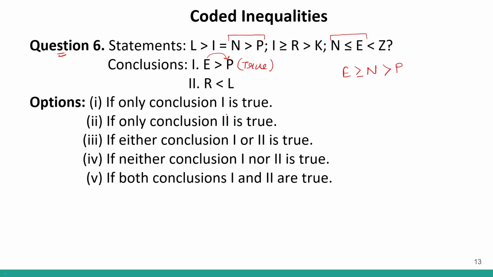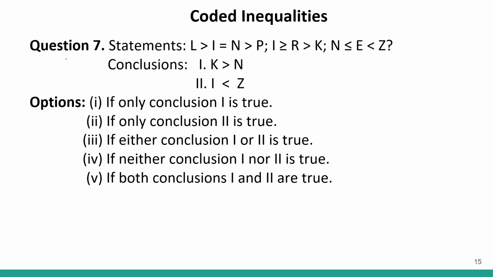Correct? Now, L is greater than R. So we will move from L to R. If I look at this information, L till I, and then I to R. So L is greater than I, and I is greater than or equal to R. So based on this information, I can conclude that L will be greater than R. So this information is also true. So my answer will be that both conclusions 1 and 2 are true. So option number 5 will be the answer. Clear?